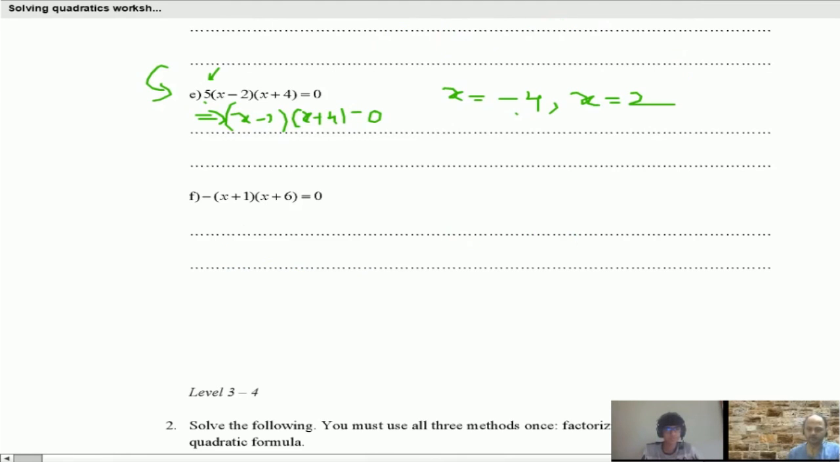Okay, great. So let's try the next question. So as we can see, there's a negative sign there, which would also mean negative 1. So we could divide both sides, which would give us 0. And then x could be either minus 1 or minus 6.